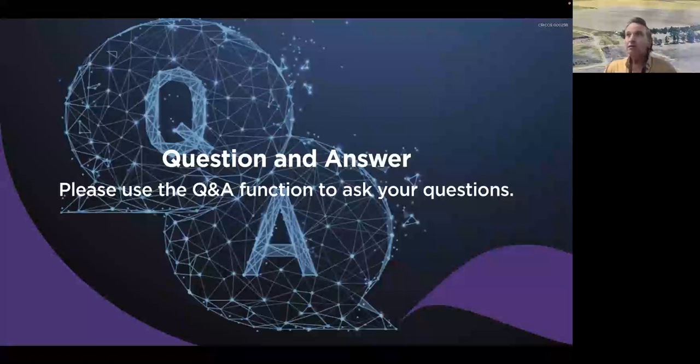We have already one question there, Yan, from Camille. In the third case study, how does the model differentiate between crop types?